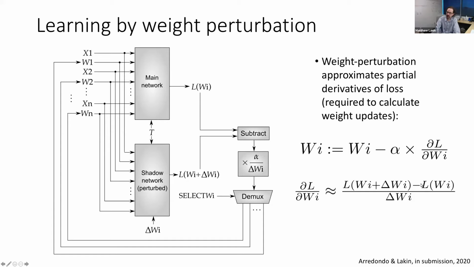And this allows us to approximate the loss derivative, so the derivative of the error with respect to that particular weight, which is just the difference between these two calculated error values, which we need because that feeds into our weight update. So we use essentially a quadrature approach via these two networks, the main network and the shadow network, in order to approximate the weight derivative, which allows us to carry out learning.